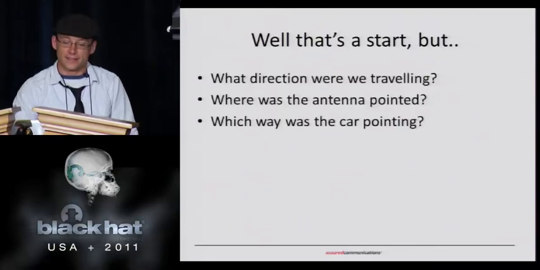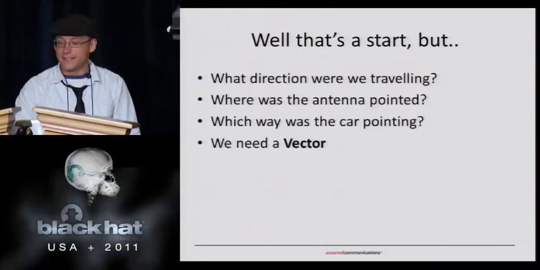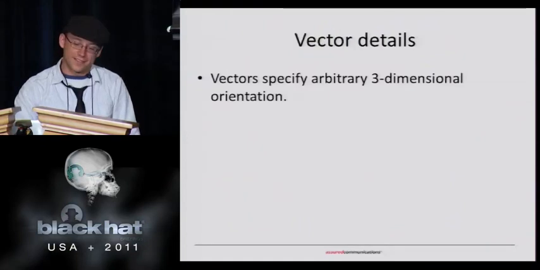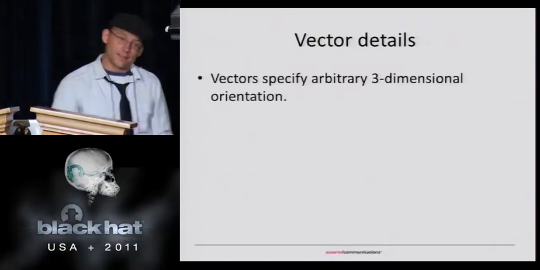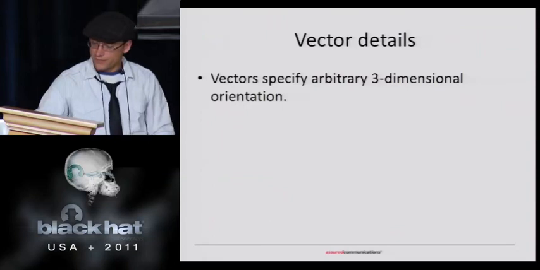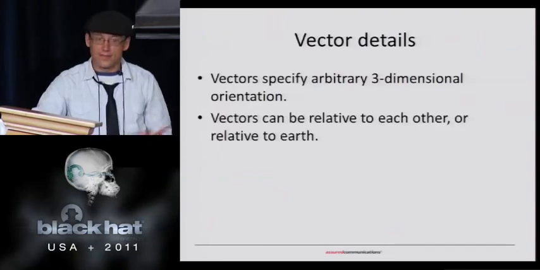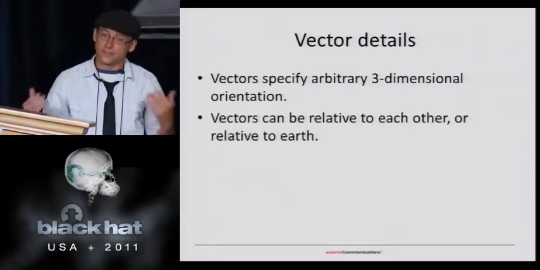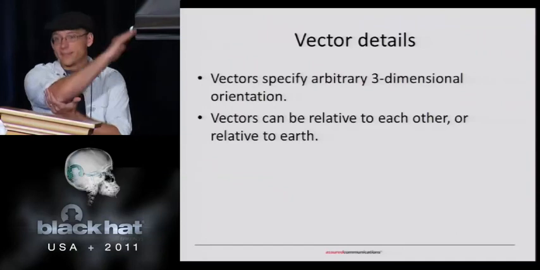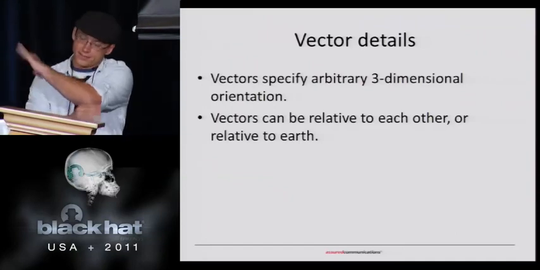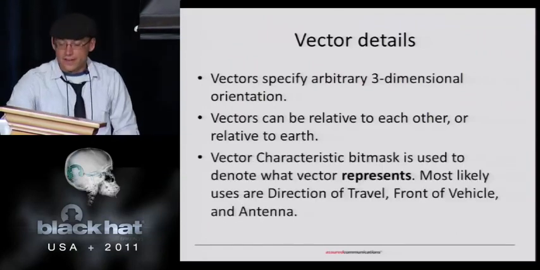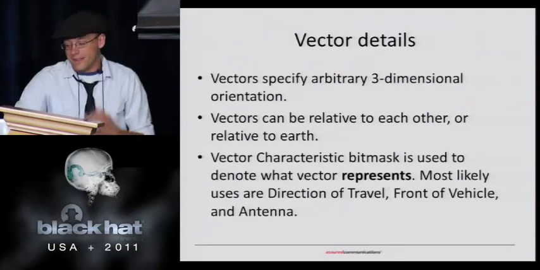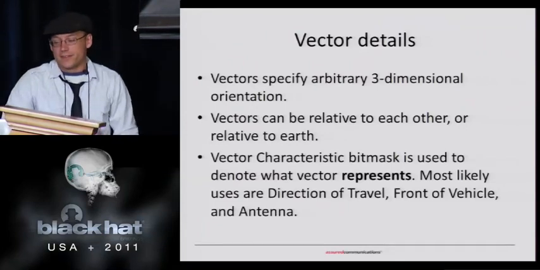Where was the antenna pointed? What way is the car pointed? We need a vector. Vector details. Vectors specify an arbitrary three-dimensional orientation. They can be relative to each other or relative to Earth. You're all already thinking relative to Earth, because if you think 10 degrees up and 90 degrees to the right, that's relative to Earth. A vector bit mask, a characteristic bit mask, is used to say what this vector represents.